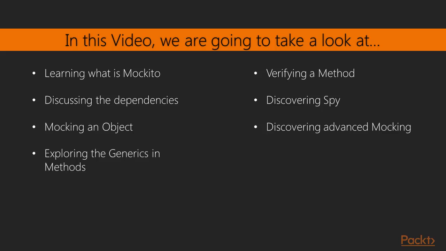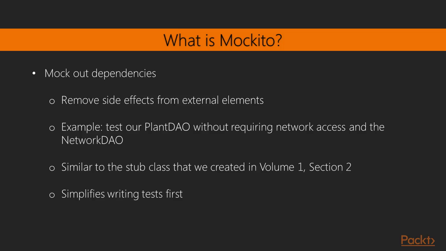And to understand how Mockito works, it helps to know a little bit about generics. So we'll take a look at generics, then we'll consider how to verify that a method was called with a certain parameter list. We'll look at a different flavor of Mockito, which is called spying, and then we'll take a look at a few advanced topics as well. So first of all, what is Mockito?